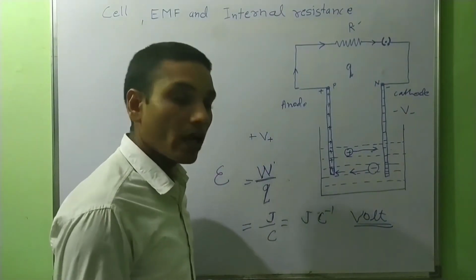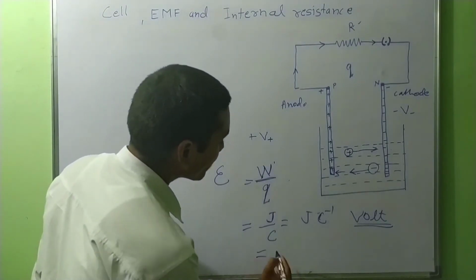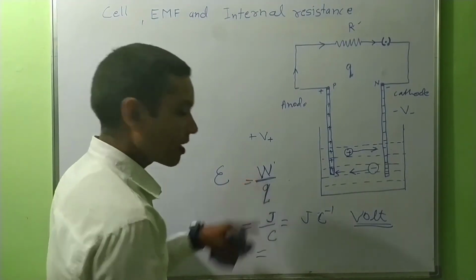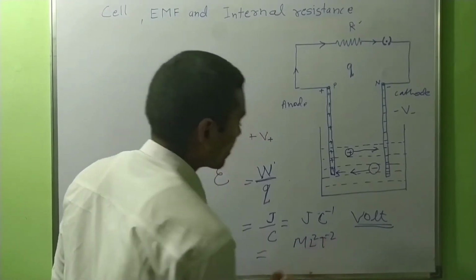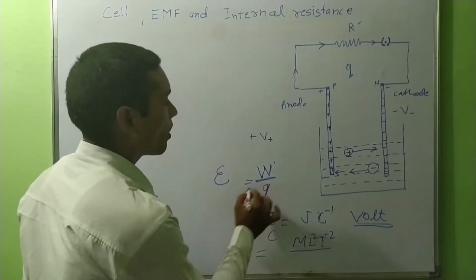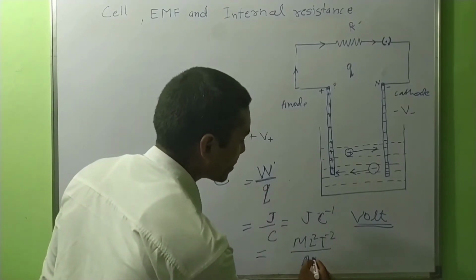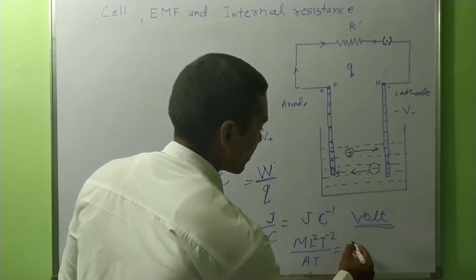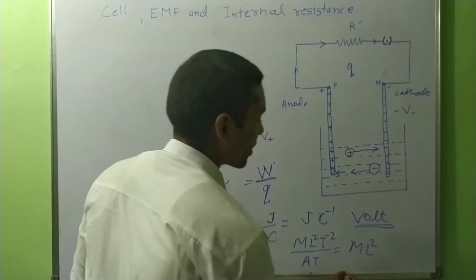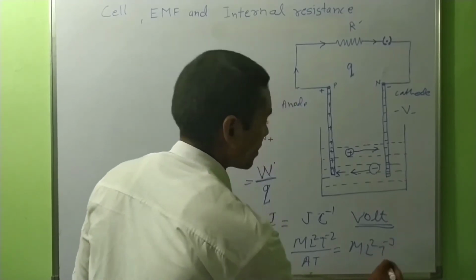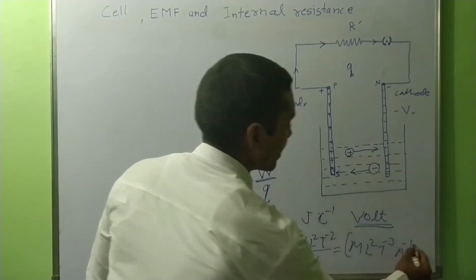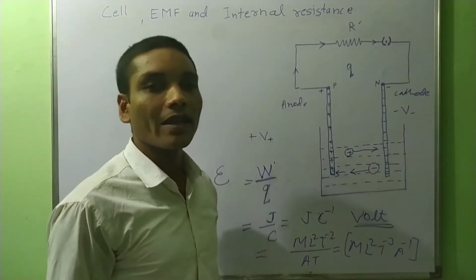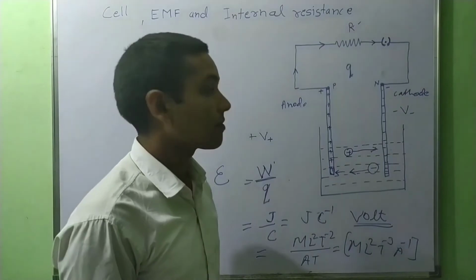And the dimensional formula: the dimensional formula of work is M L square T to the power minus 2, and the dimensional formula of charge is A T. So what will it be? M L square T to the power minus 3 A to the power minus 1. This is the dimensional formula of electromotive force.